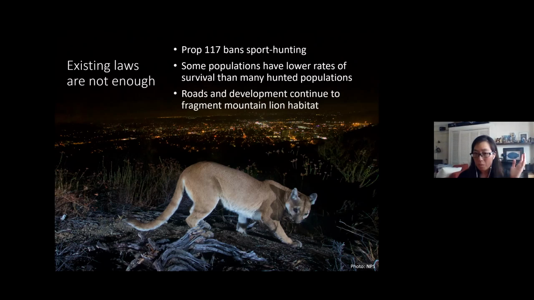And so people haven't been allowed to hunt mountain lions in California for 30 years. But even despite that ban, some populations within California still have lower rates of survival than many hunted populations outside of California. And so, again, that's mostly due to getting hit on roads by cars and depredation permits, right? And so the ban on sport hunting didn't necessarily reduce the number of animals being killed.